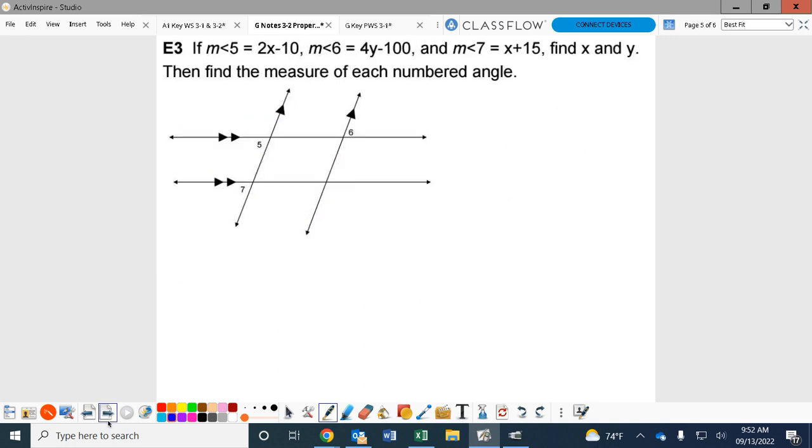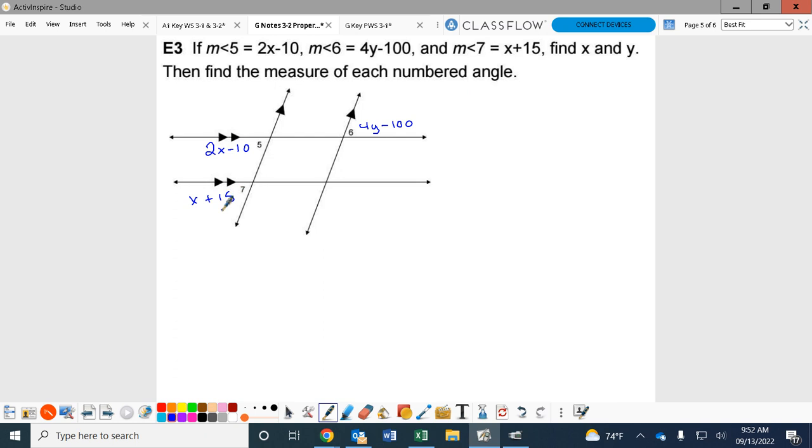So for this next one, guys, it's algebra based. So here we go, right on your picture. The measure of angle 5 is 2x minus 10. The measure of angle 6 is going to be 4y minus 100. And the measure of angle 7 is going to be x plus 15.